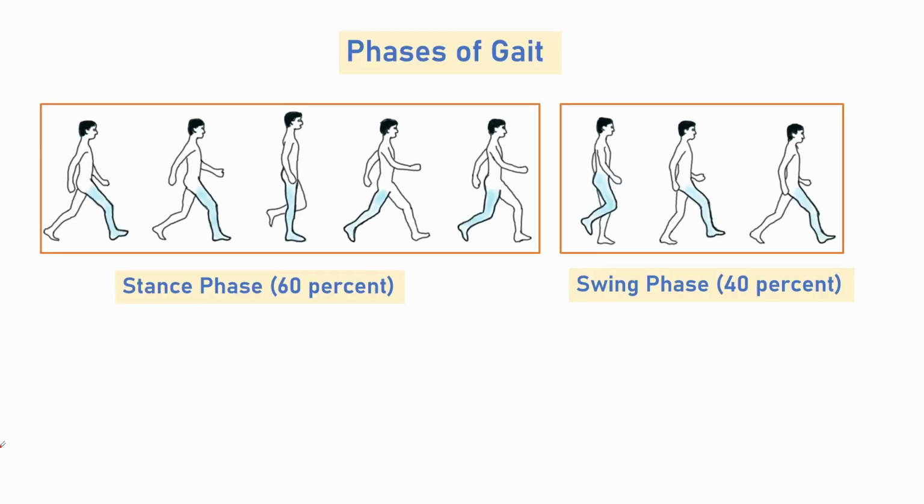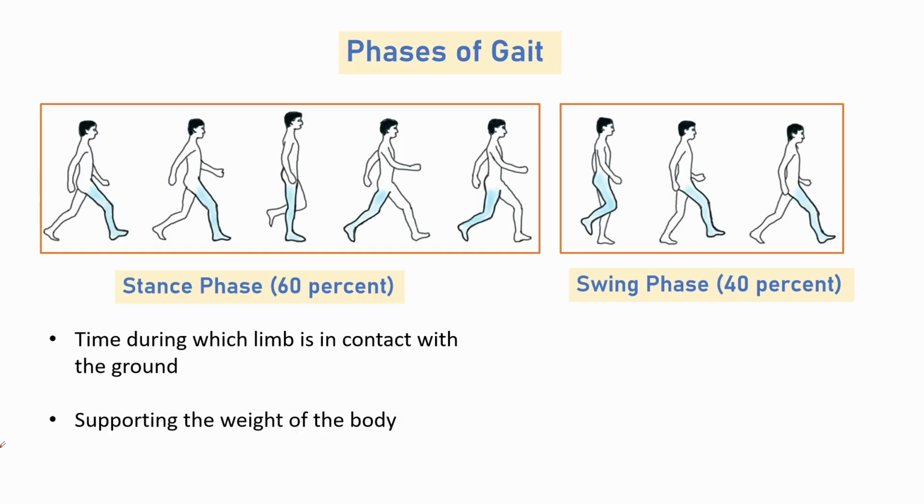Gait cycle. The gait cycle comprises the stance phase and the swing phase. Stance phase constitutes around 60% of the gait cycle and the swing phase around 40% of the gait cycle. The stance phase of a particular limb is the time during which that limb is in contact with the ground and supporting the weight of the body.